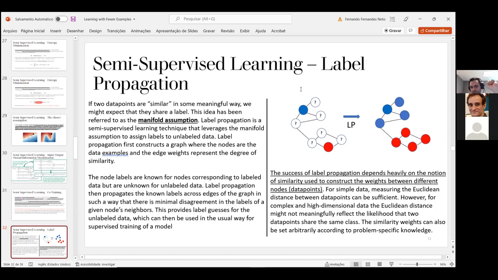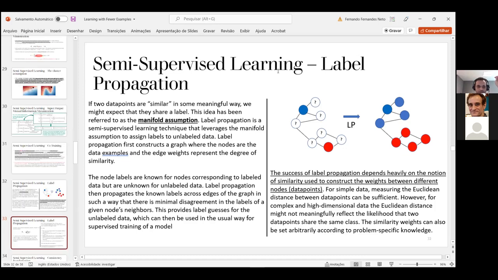So in order to have any success on this propagation, we depend heavily on the notion of similarity used to construct the weights between different nodes. So for simple data, measuring the Euclidean distance between data points can be sufficient. However, for complex and high dimensional data, the Euclidean distance might not meaningfully reflect the likelihood that two data points share the same class. So the similarity weights can also be set arbitrarily according to problem-specific knowledge.